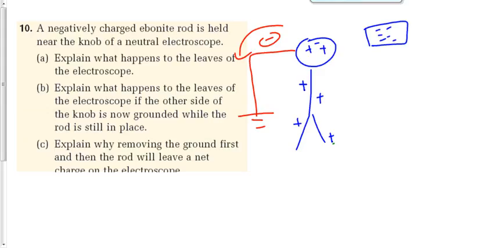And C, explain why removing the ground first and then the rod will leave a net charge on the electroscope. Cut this. Why does it remain permanently positively charged? Because the electrons have no way to come back, right? They were pushed down to the ground. They'd like to come back. They miss their home. They're homesick, but they have no way to get back because the bridge has been washed out. Got it?